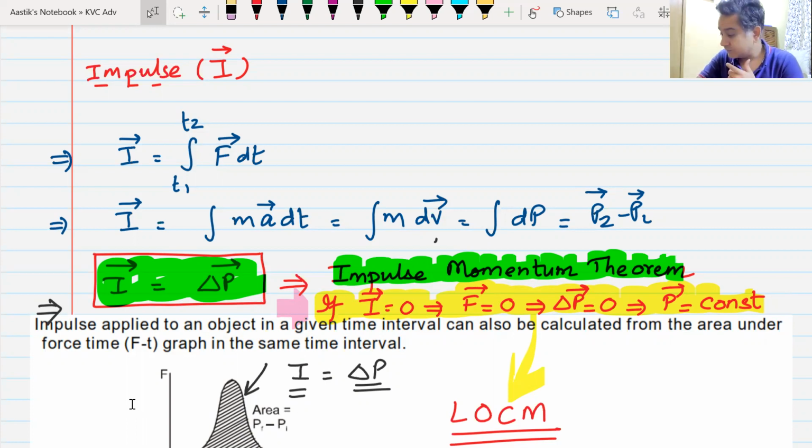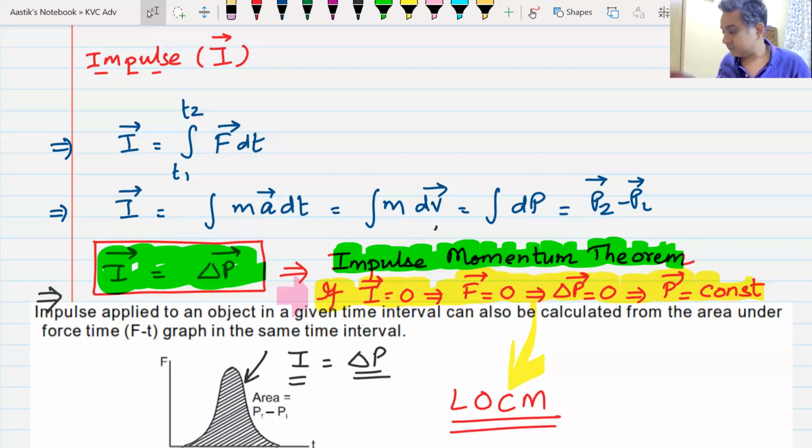One was the mother theorem, one was the daughter theorem. Do we remember it? Yes, sir. The work energy theorem and the law of conservation of mechanical energy. They were mother and daughter. Who was mother? Who was daughter? The work energy theorem is the mother and the law of conservation of mechanical energy is the daughter.